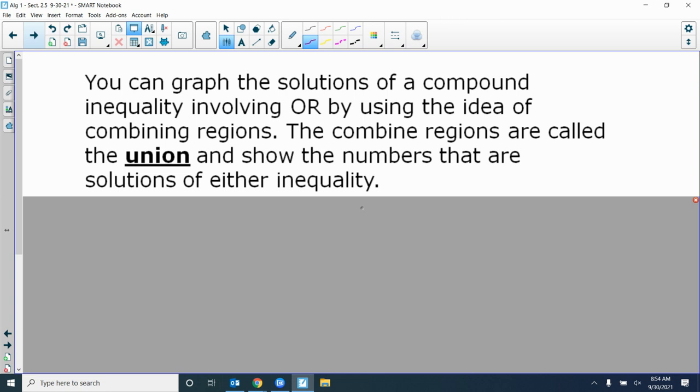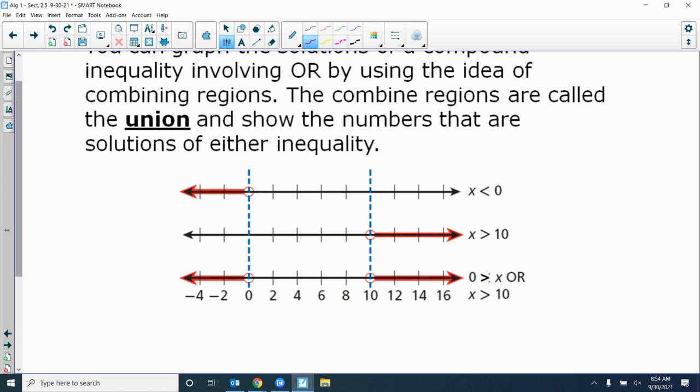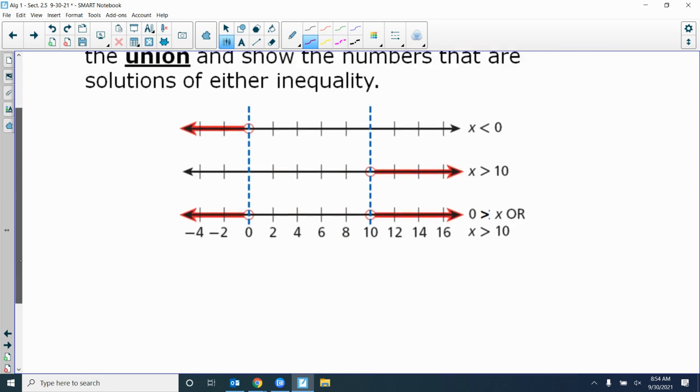Now here's the word or. If it says x is less than 0 or x is greater than 10, you have to include all the answers that are less than 0 and then include the answers greater than 10. It's called a union. Ors always go away from each other. Ands go towards each other.